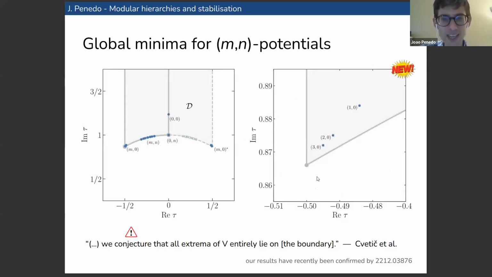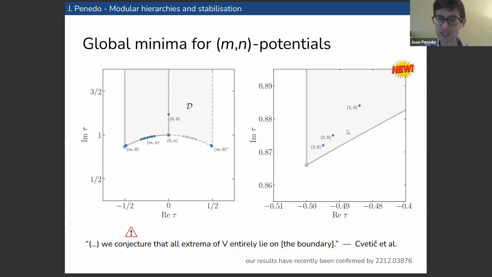However, what we do find is that, against the conjecture they had, it's not true that all minima lie on the boundary of the fundamental domain. If you zoom in on this left plot, you will see the right plot. You will see that there are global minima of modular invariant potentials which are not on a symmetric point or on the boundary. These values are breaking the modular symmetry, close to the symmetric point, but not quite at the symmetric point. And they break also the CP symmetry. So these are new minima, they were not found, and it goes against their conjecture.